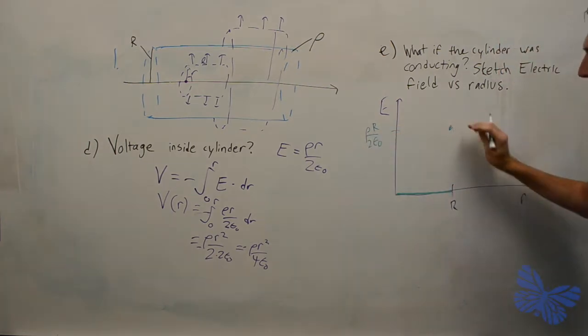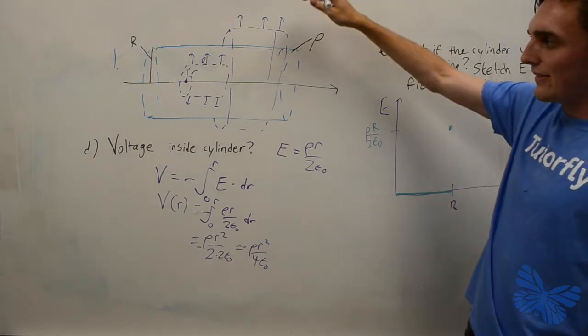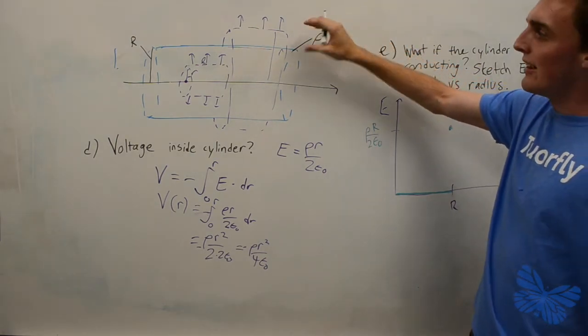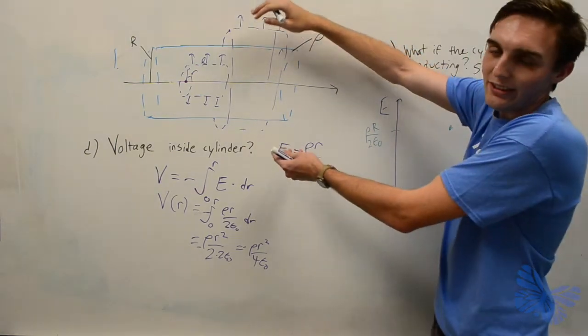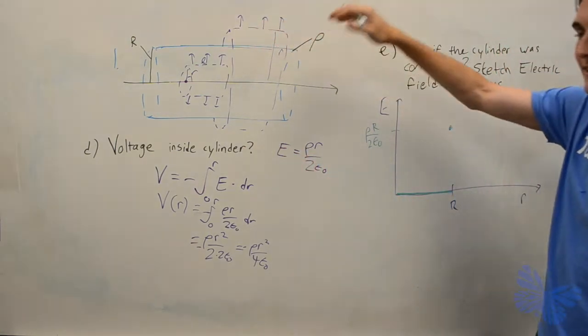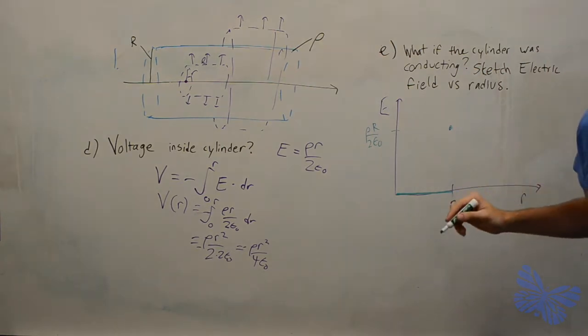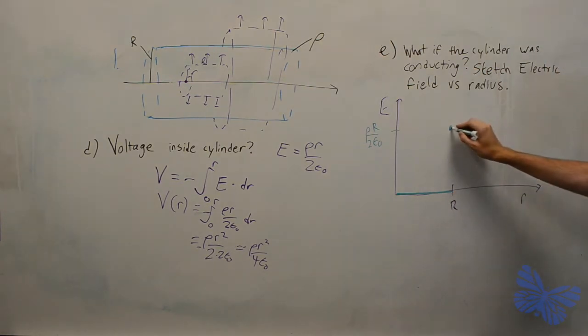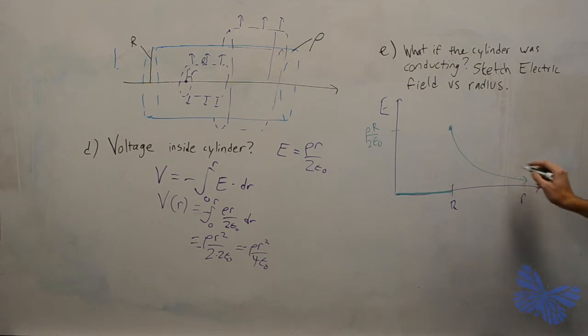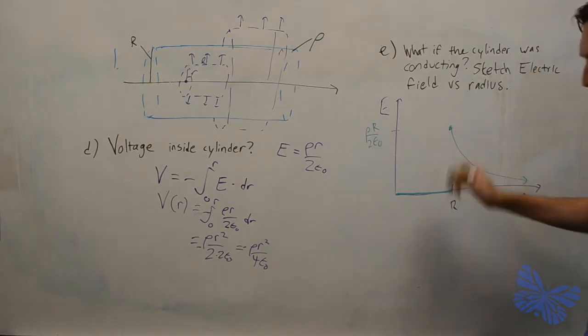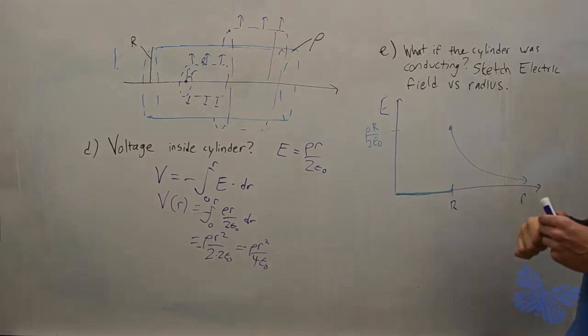And then since it's basically the same, if you're looking at it from the lens of Gauss's law, since the same charge is enclosed within this cylinder, the electric field has to be equal. And so from part C, we know that the electric field should look like this for outside the cylinder. And so that's your final plot for the electric field.